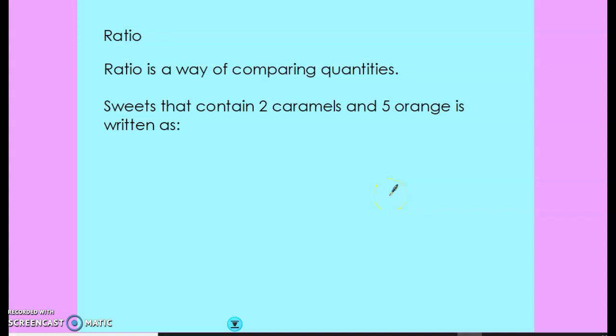Okay, last topic in outcome one then is ratio. So ratio is a way of comparing quantities. So sweets that contain 2 caramels and 5 orange is written as the ratio of 2 to 5. So that would be the ratio of caramels to oranges.